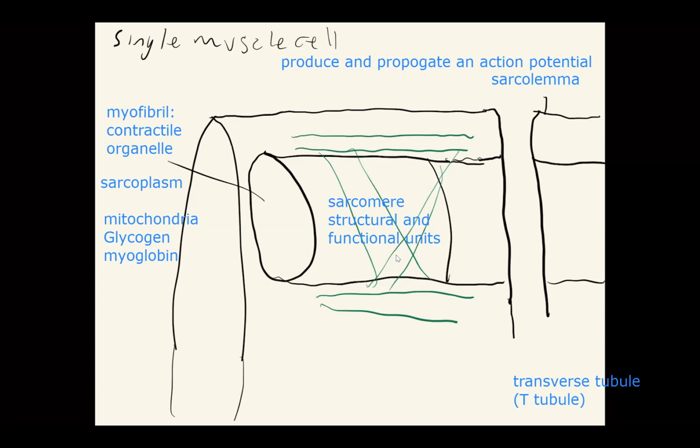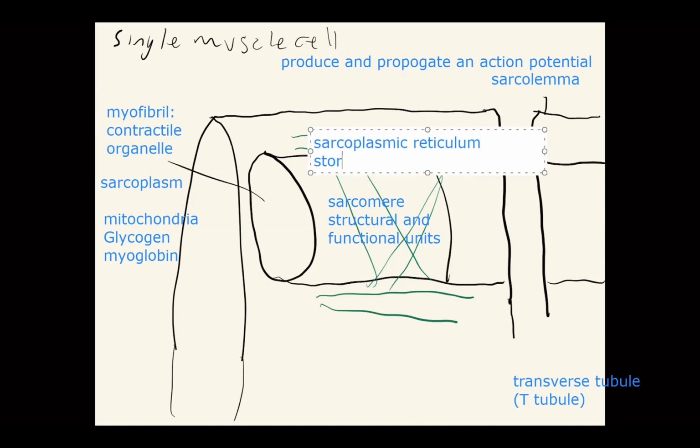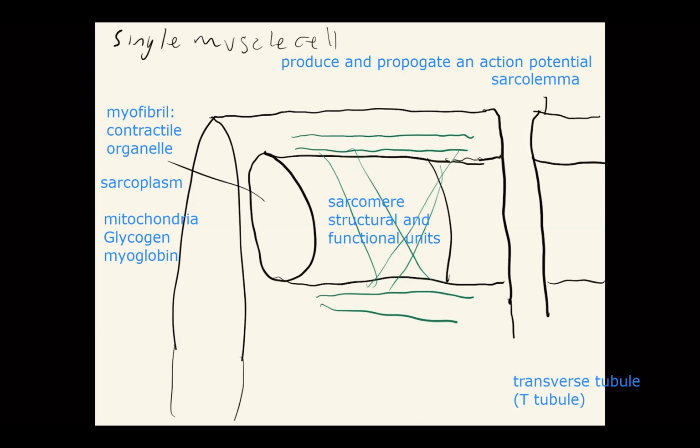Remember, with our smooth endoplasmic reticulum, we talked about sometimes it can be specialized, and that specialized smooth endoplasmic reticulum can be used for storage. In this case, its job is going to be to store calcium. And this special smooth endoplasmic reticulum we call the sarcoplasmic reticulum. And like I said, its job is to store calcium. So we have our sarcoplasmic reticulum here that stores calcium.